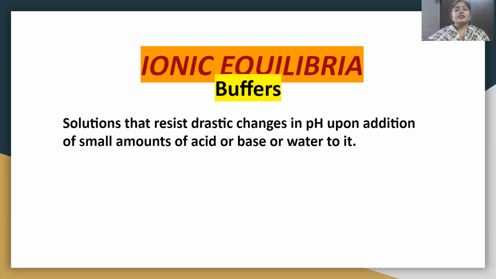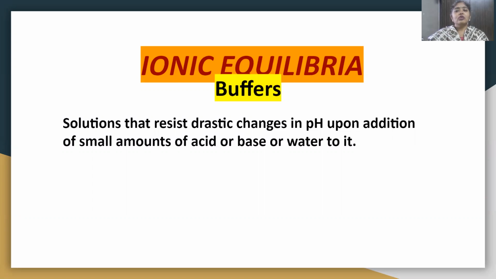Okay. So if I'm adding an acid, that means I'm adding more H plus ions. So obviously the pH should get affected. Or if I'm adding a base, the OH minus ions are being added. That means the pH should change. But it doesn't happen in case of buffers. So why doesn't it happen? And what are the different types of buffers? That is what we will be studying today in our session.